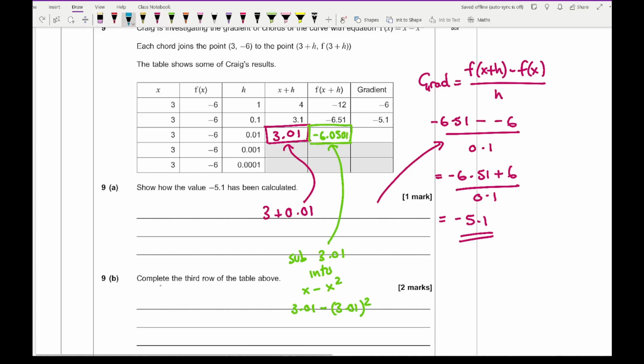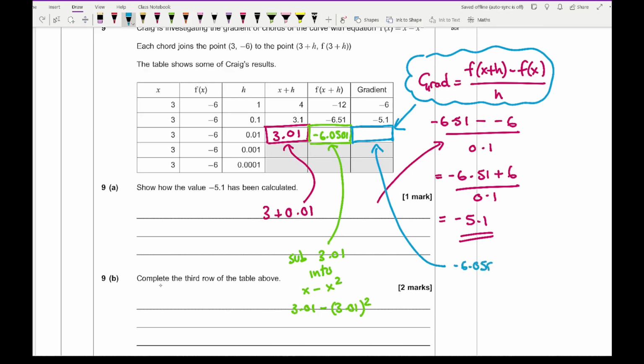Then to work out the gradient, for this I use this formula here. So then this value here is going to be -6.0501 minus f of x, which is -6, all divided by h value, which is 0.01. And if I type that all into my calculator, I get an answer of -5.01.